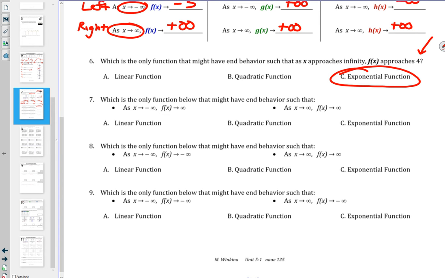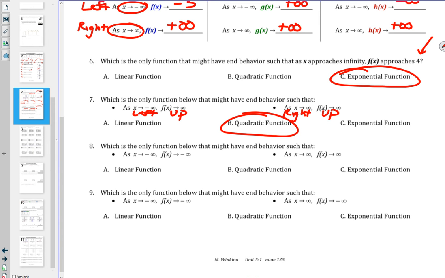All right. Which is the only function below that might have this end behavior where it'll go left, up? Look at your paper, because negative infinity x is left, y up, and then this is right, also up. So which one would have both arrows? What's the only one that could have both arrows possibly going up? Yeah, only quadratic. Because the other two, exponential and linear, are going to have one arrow going up and one arrow going down. It just depends on how far up or how far down, depending on the asymptote.